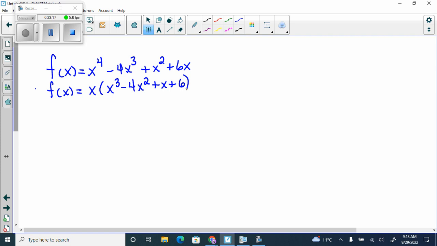Okay. Now what can we do? Synthetic division. We have one factor. It is x. Don't forget about it. And finish the question. Try it out. I want you to factor and solve. So what's our first number for this one? The 1, -4, 1, and 6.